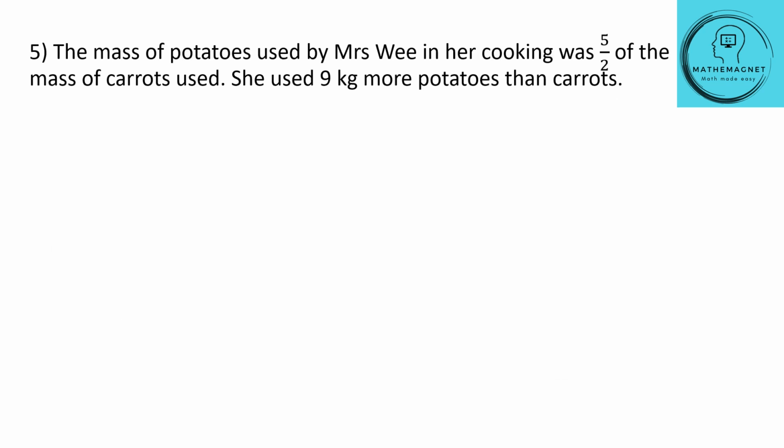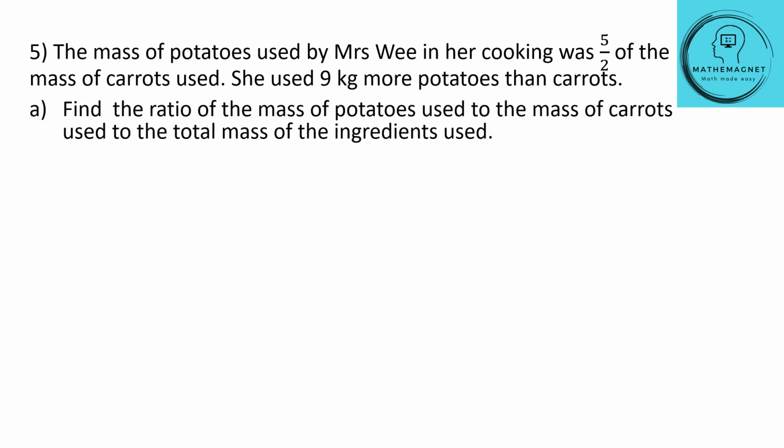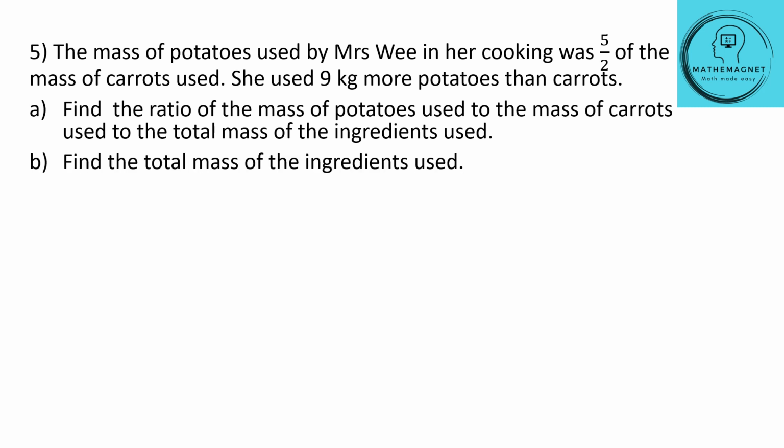Question number 5. The mass of potatoes used by Mrs. V in her cooking was 5 by 2 of the mass of carrots used. She used 9 kg more potatoes than carrots. A. Find the ratio of the mass of potatoes used to the mass of carrots used. B. Find the total mass of the ingredients used.